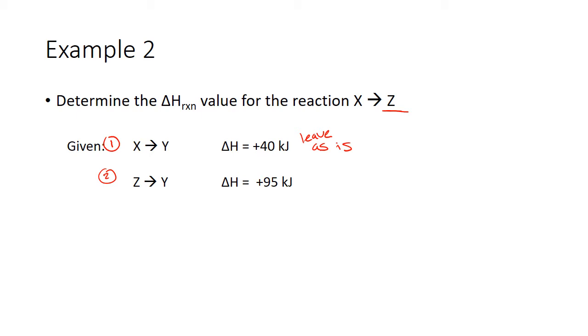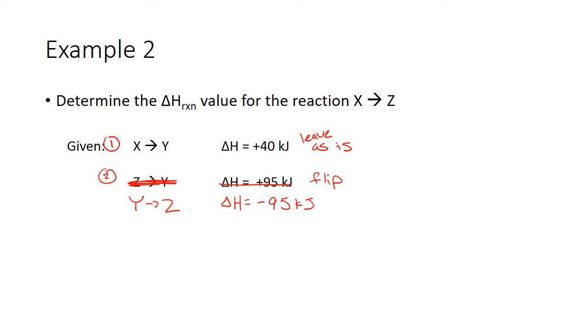2. Okay. Now Michaela, if you look at this, we want Z to be on the right of the arrow. Is the Z on the right of the arrow? No. So what that means is that we're going to flip this equation. Rather than Z to Y, we're going to make it Y to Z. But if we look at that delta H value, it started off as an endothermic reaction. If we run it backwards, it's going to be exothermic. So now our delta H is negative 95 kilojoules.